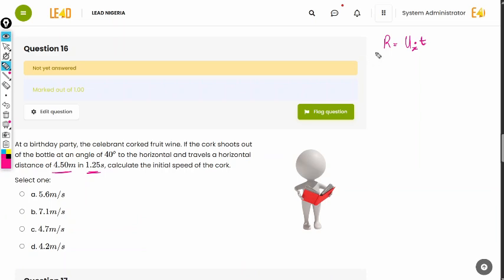Velocity, right? Initial horizontal velocity. So we have 4.5, because your range is giving us 4.5 and your time is giving us 1.25. So 4.5 is equal to ux, which is what we're trying to find, times time 1.25. So ux would be 4.5 divided by 1.25.